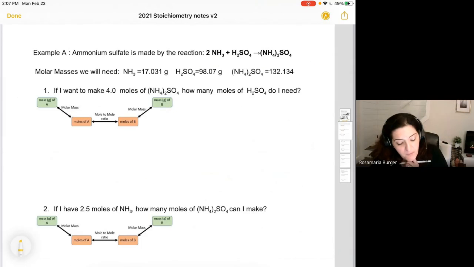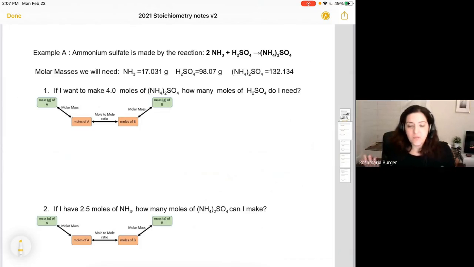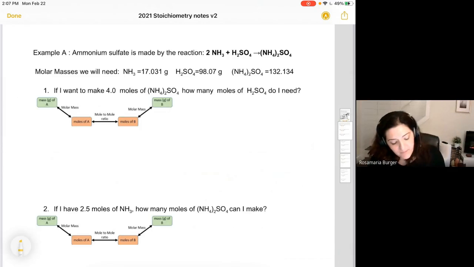Ammonium sulfate is made by this reaction. There's 2 NH3s plus H2SO4 gives you NH4 2SO4. And just to simplify this, I calculated these molar masses for us already so that we don't have to do them during the problem. So if I want to make 4 moles of ammonium sulfate, how many moles of H2SO4 do I need to start with?